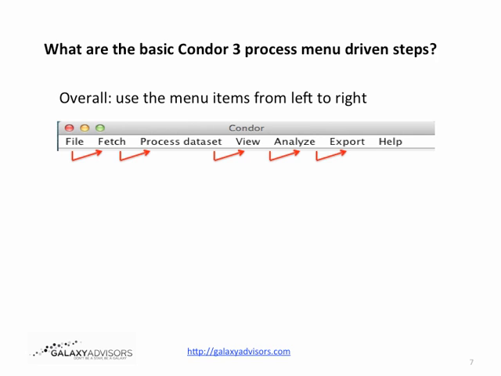Now let's begin with what are some basic Condor 3 menu-driven steps. Although no programming is required, you do have to have some idea of how to navigate these menus and what kind of order is a familiar pattern. First point is, overall, you use the menu items from left to right. They've been laid out in a logical fashion: you start with the file menu to open or switch to a database, open a particular data set, then fetch some data, either email, Facebook, Twitter, web, Wikipedia, and so on.